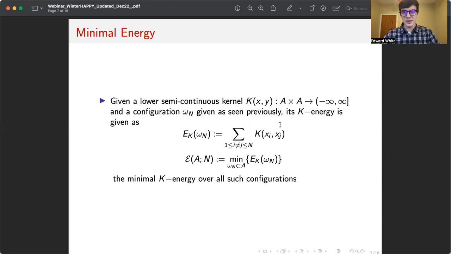So we're looking at, for example, the sum of the inverse distances of xi and xj. And we'll call that E_K of omega n. And then if we try to minimize this energy, taking the minimum over all such configurations constrained to A, we'll call that script E of A, n, the minimal K energy over all such configurations.